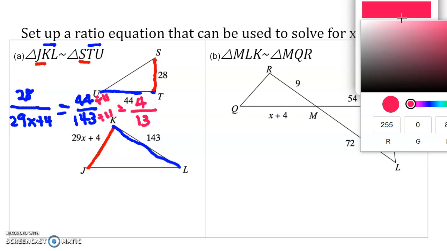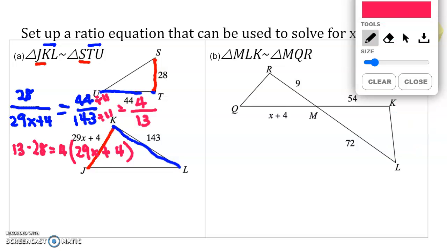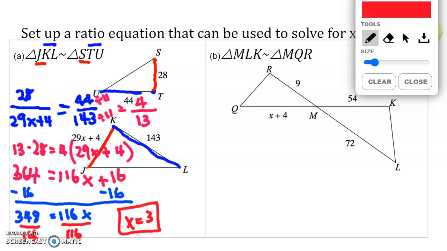Okay, so then from here I am going to cross multiply, and you get 13 times 28 is equal to 4 times parenthesis 29x plus 4. Okay, so then from here, 13 times 28, what is 13 times 28? Okay, so 13 times 28 is 364, and 4 times 29 is 116x plus 16, and then you solve and you get x to be 3.